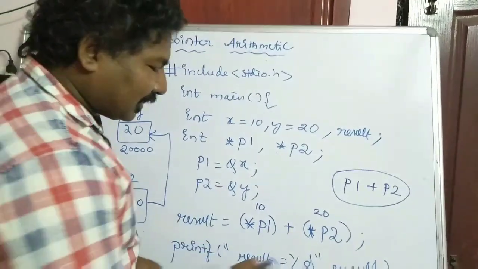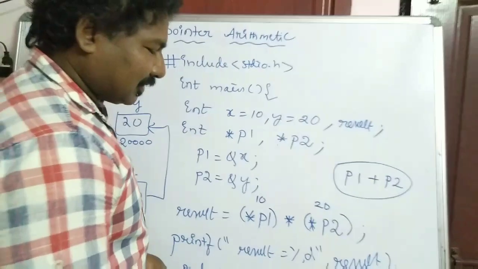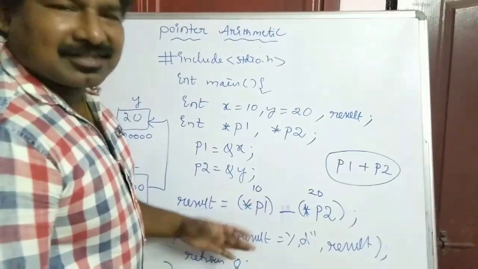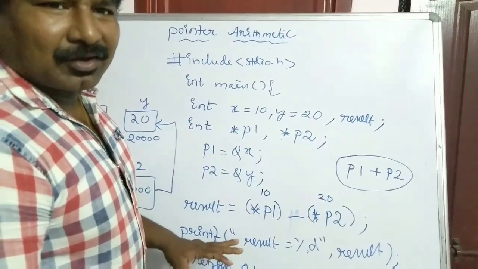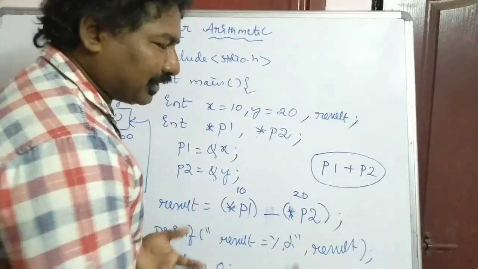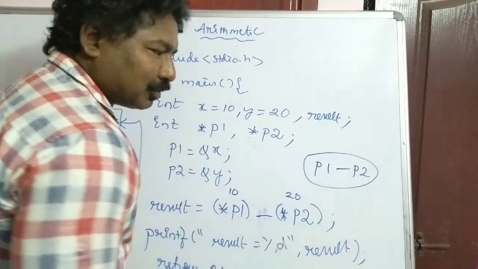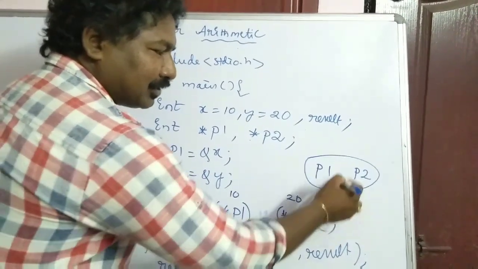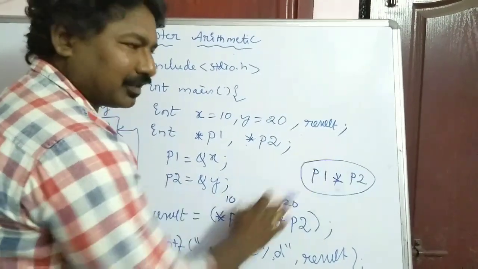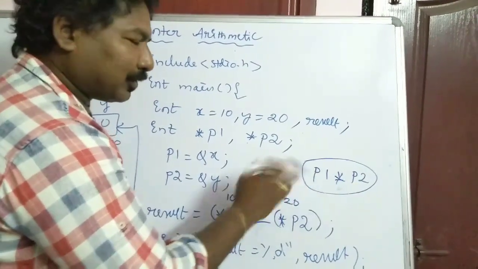Similarly, I can write a star here, no problem, that will multiply my two values. Similarly, I can write a minus here, that will subtract. But all these are not arithmetic operations on pointers. Arithmetic operations on pointers mean adding two pointers, that means two addresses, subtracting two pointers, multiplying two pointers. This is the actual arithmetic on pointers. Now we'll see what are the valid arithmetic operations we can perform on the pointers.